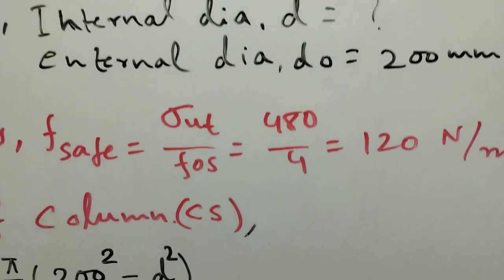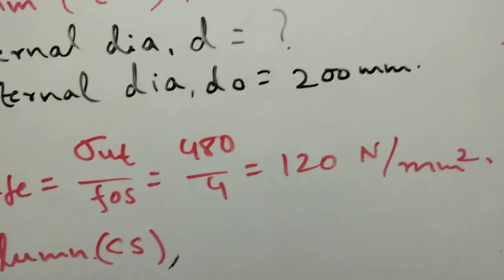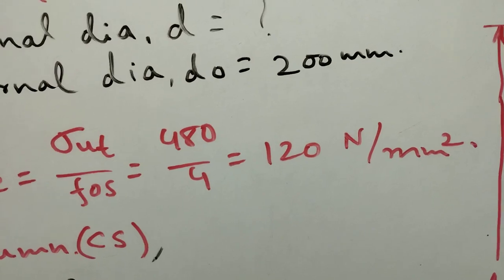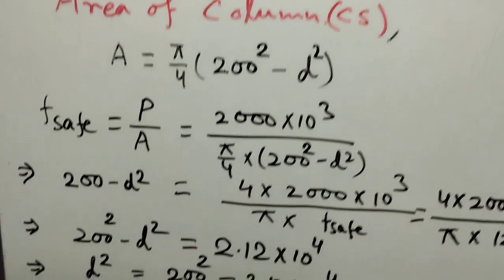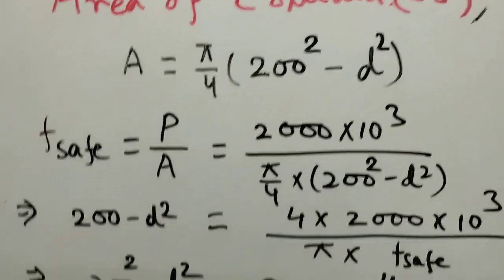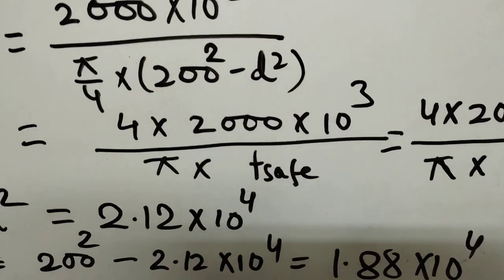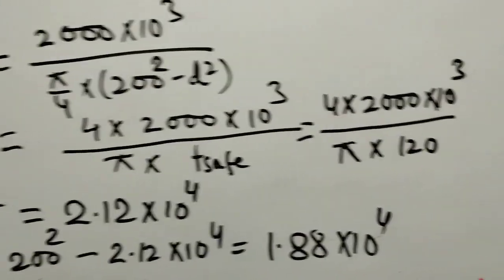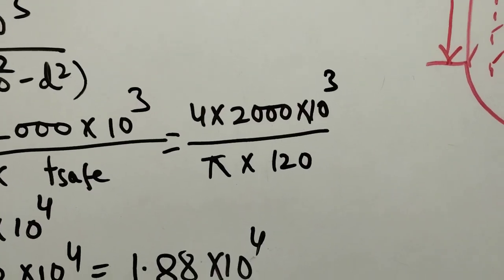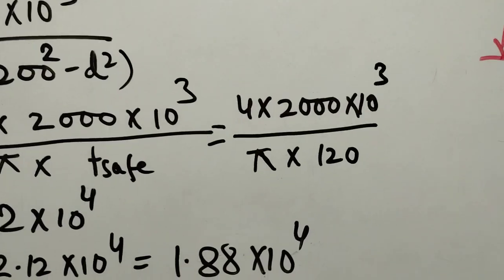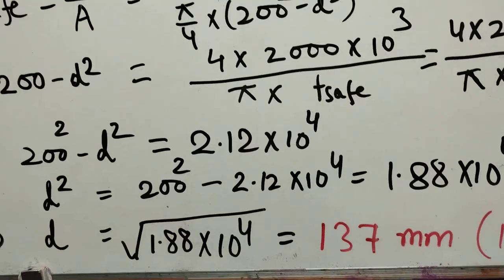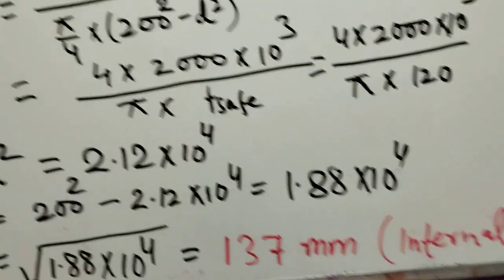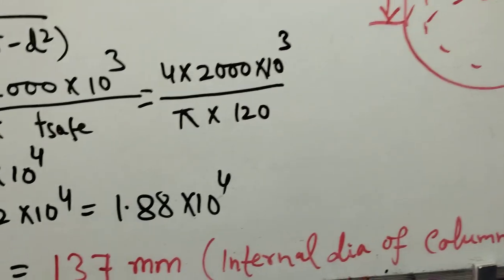And the safe stress equals ultimate tensile stress divided by factor of safety, then 480 divided by 4, which value is 120 Newton per millimeter square. Now this safe stress value is applicable, and we put the safe stress value in the equation. Here 4 into 2000 into 10^3 divided by pi into 120. After mathematical calculation, we get the internal diameter as 137 millimeter. This is the internal diameter of the column.